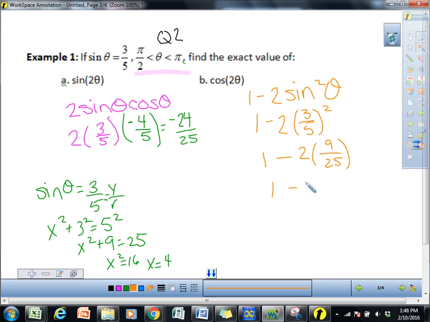So I'll multiply my numerator, 2 times 9 over 25, and then I have to combine 1 minus that, so 1 turns into 25 over 25. 25 minus 18 is 7 over 25. So cosine 2 theta is 7 over 25.